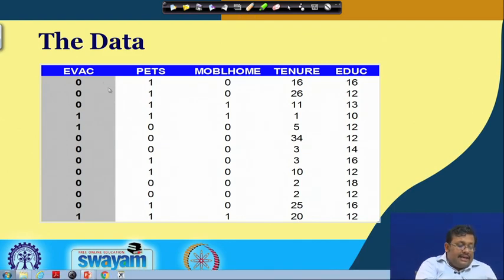Here you can see the evacuation: if they will not evacuate, it is denoted by 0, and if they evacuate, it is denoted by 1. So, these are binary codings. This is our target class, either evacuate or not evacuate. What are the predictor variables? Number of pets, mobile home if they have a mobile home, the tenure in this home, and their education. So, based on these 4 different variables, we have to classify whether they will evacuate or not evacuate.